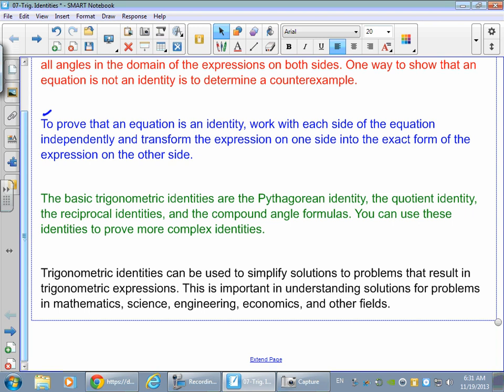The basic trig identities are the Pythagorean identity, quotient identity. I'll have these on the next page. And again, they're on page 237, I believe, of the textbook. And trig identities can be used to simplify solutions to problems. That's just sort of an understanding of why.